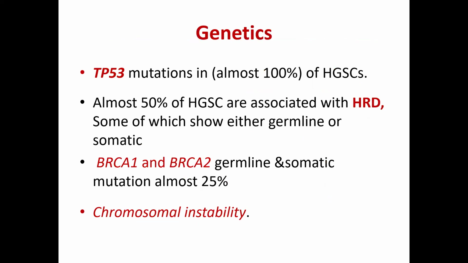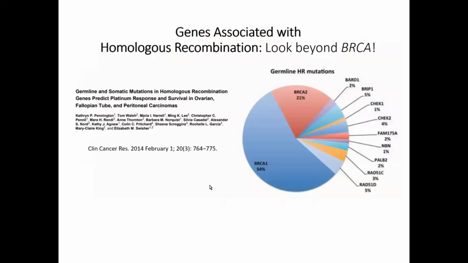So regarding the genetics, the TP53 mutation is characteristic of high-grade serous carcinoma. 50% of these will have HRD, homologous recombination deficiency, either germline or somatic. BRCA1 and BRCA2 germline and somatic mutations are present in almost 25% of cases, and these cases are also characterized by chromosomal instability. So, a few slides about homologous recombination. We tend to test high-grade serous carcinoma, and this will be discussed extensively in the lecture on genetics and high-grade serous carcinoma. HRD contains more genes than just BRCA1 and BRCA2.